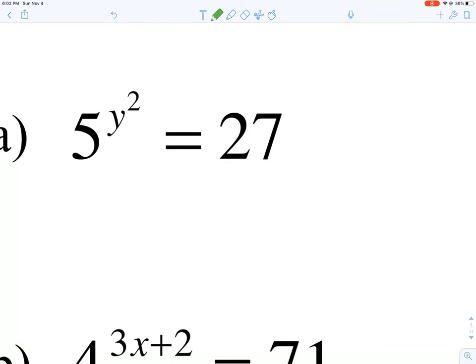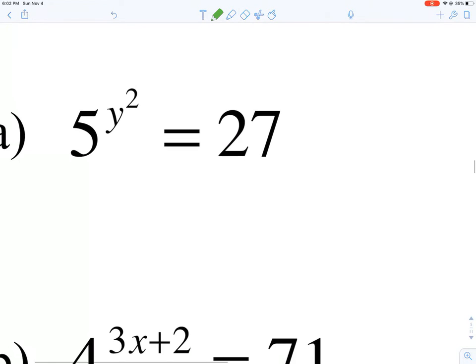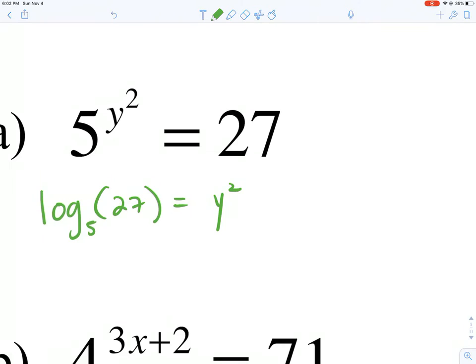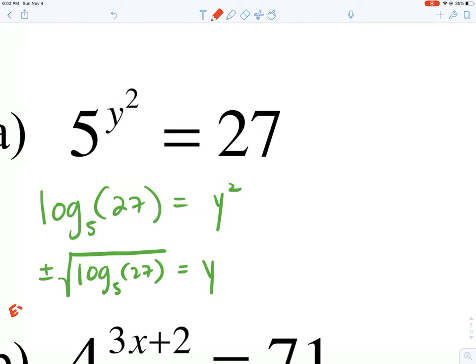So the first way that you can think about this is to rewrite in the equivalent logarithmic form. Okay, so that would be the log base 5 of 27 is equal to y squared. And then finish solving for y. y is equal to plus or minus the square root of the log base 5 of 27. Okay, these are the exact values of y. So those are your exact values for the solution.